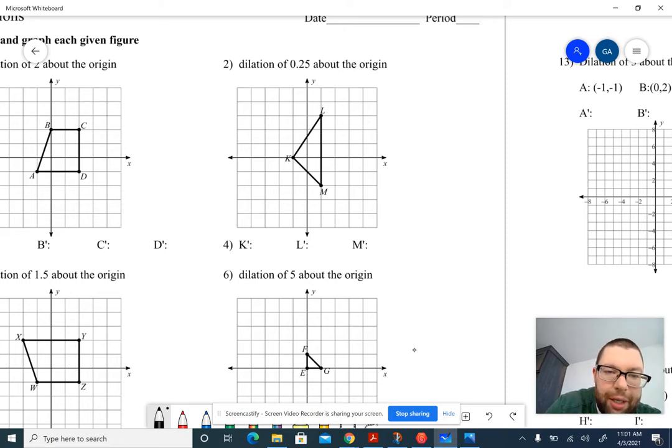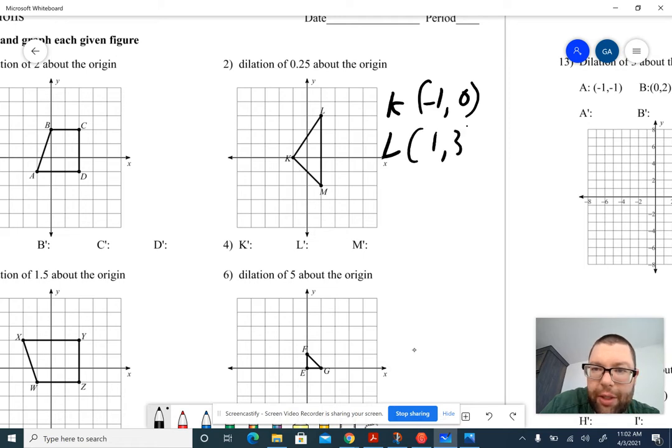Anytime we transform a coordinate on a plane, the new coordinate gets this little apostrophe symbol here, which means prime, which just means it's been transformed. In this case, it's been dilated. So what I'm going to do first here is identify the original coordinates. K is at -1 and 0. That's my original coordinate for K. L is at 1 and 3. So 1, 3. And M is at 1 and -2.